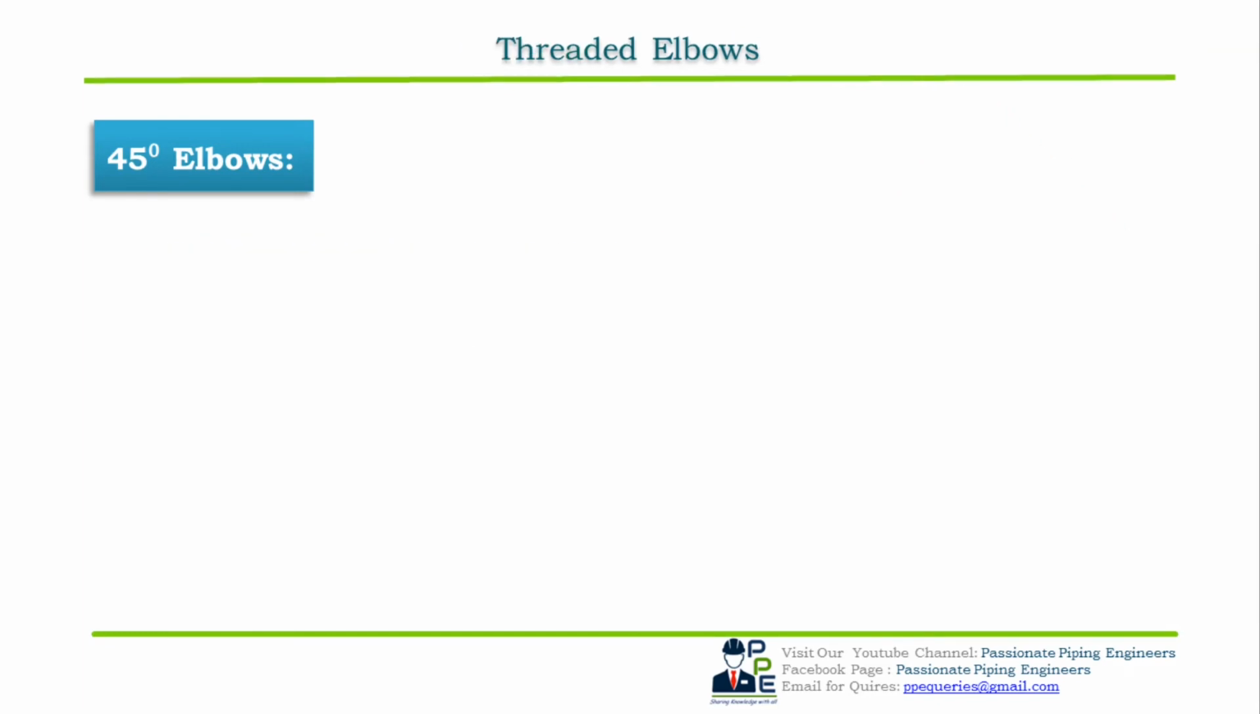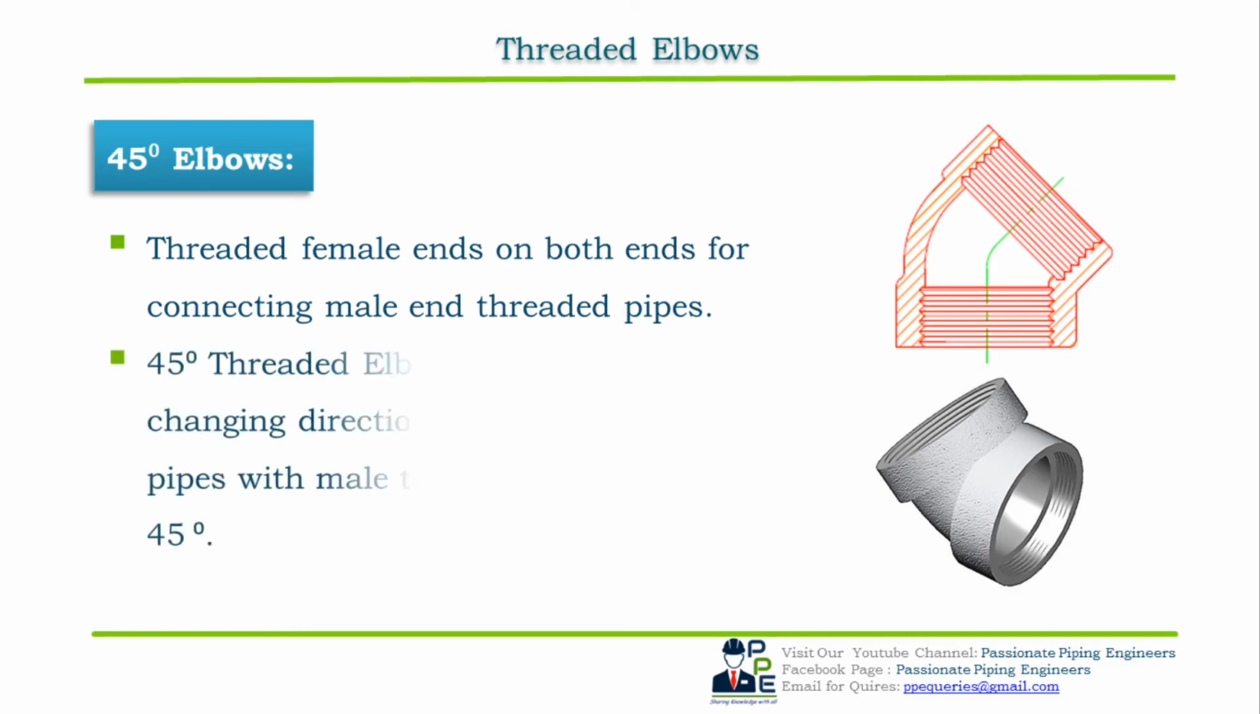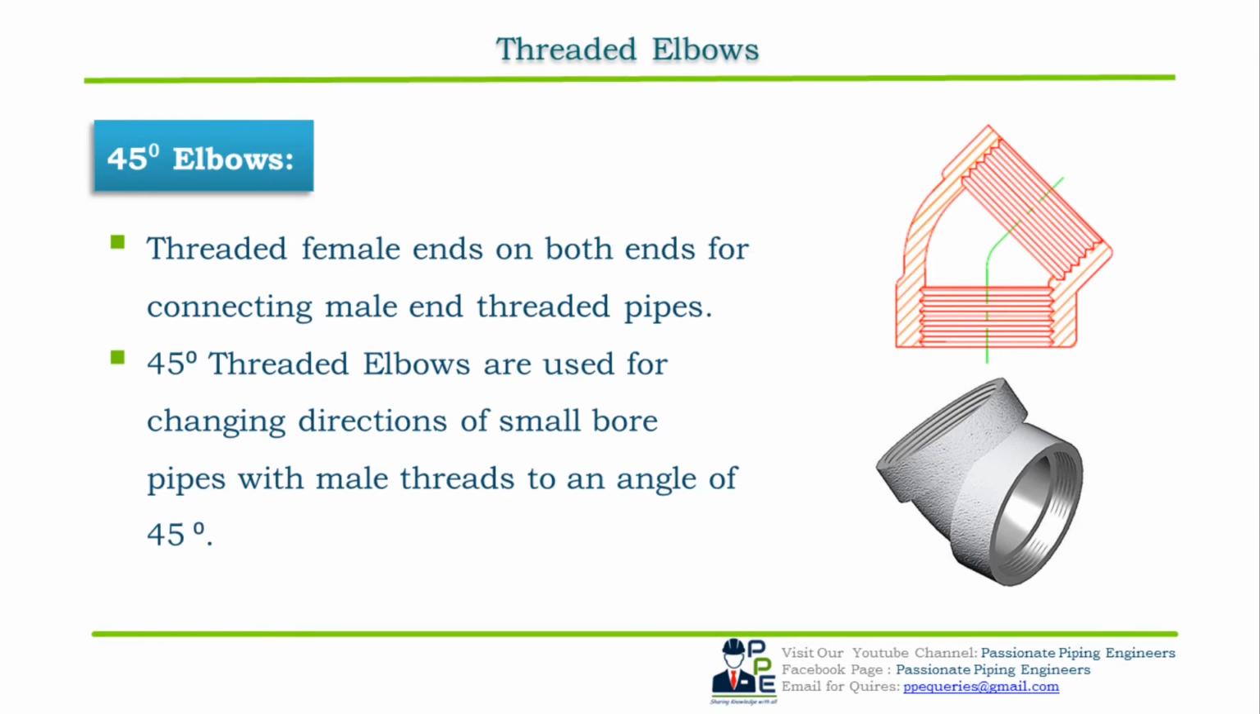Threaded 45 degree elbows. 45 degree threaded elbows have female threads on both the ends for connecting male threaded pipes. 45 degree threaded elbows are used for changing the direction of small bore pipes with male threads to an angle of 45 degree. Dimensional standard for threaded 45 degree elbows is ASME B16.11.